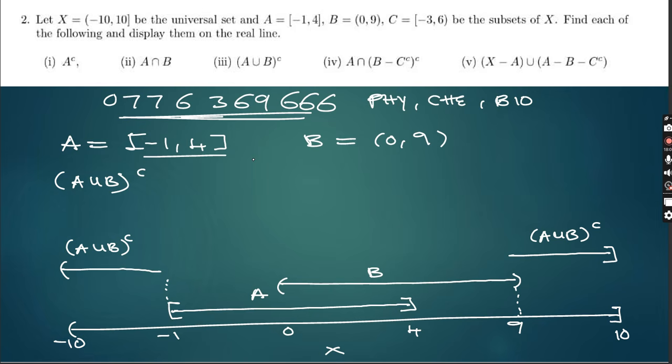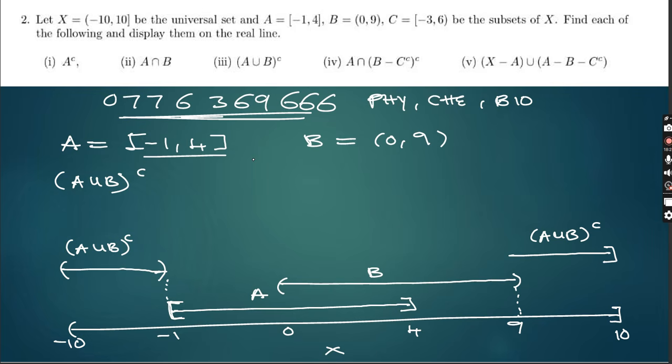So now let's talk about the brackets here. So since -1, okay, -1 is part of A union B because of this bracket. Okay, it is part of A union B, so it's not going to be part of A union B complement. So when it comes to complement, you just change the bracket here.